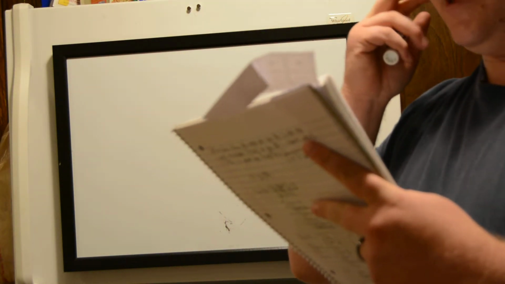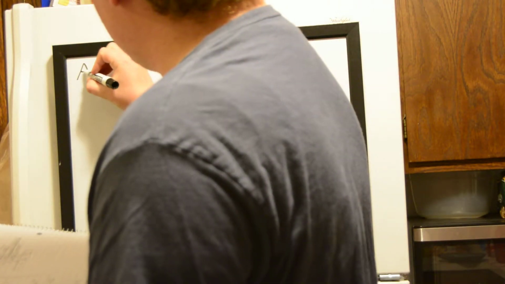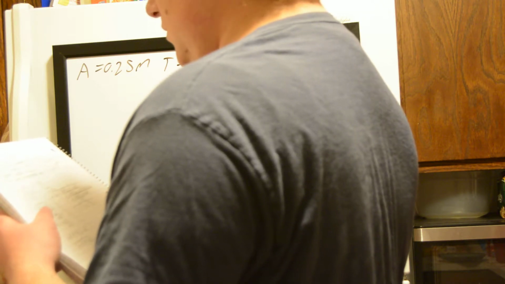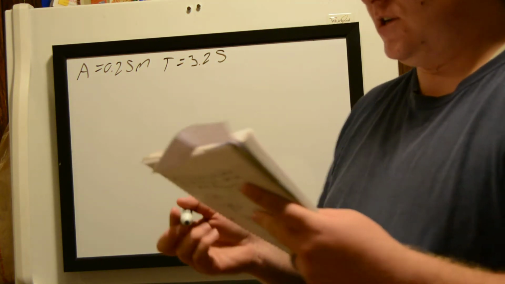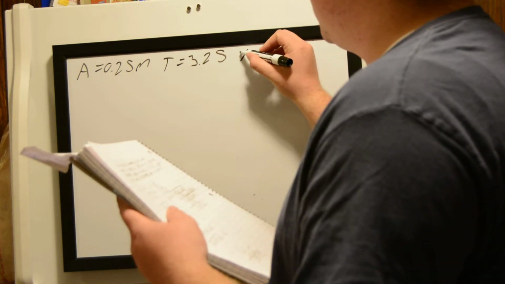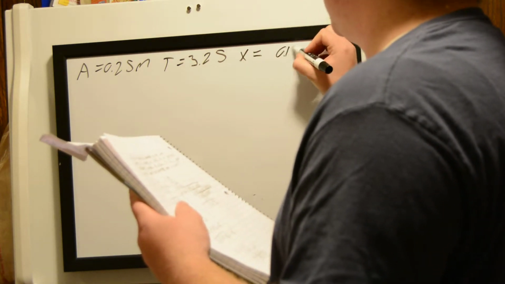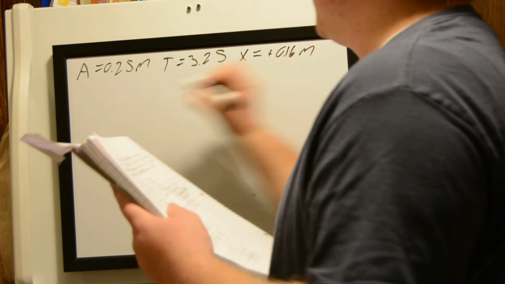Alrighty, so our next problem is 14.26. It says a small block is attached to an ideal spring that is moving in simple harmonic motion on a frictionless horizontal surface. We're given that the amplitude of the mass is 0.25 meters and that the period is 3.2 seconds, and we're asked to find the speed and acceleration of the mass when the position is at 0.16 positive meters.